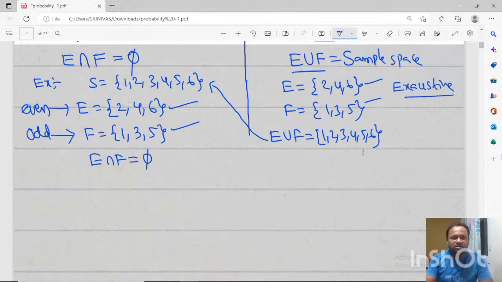Mutually exhaustive as well as mutually exclusive. These are the best example for exclusive as well as exhaustive.